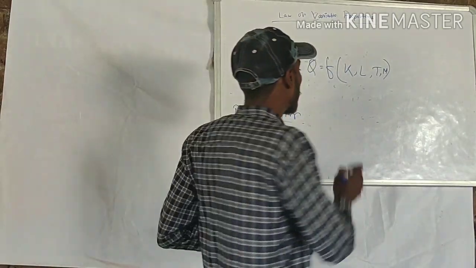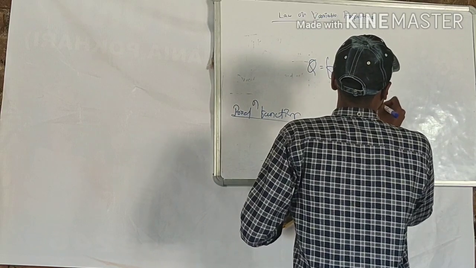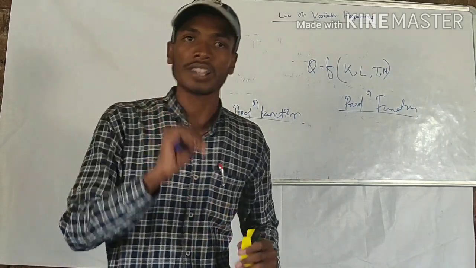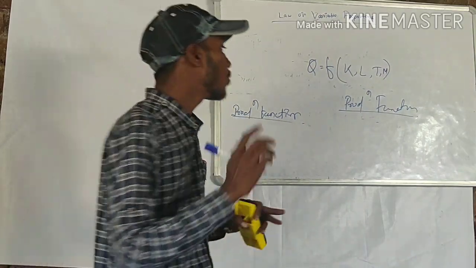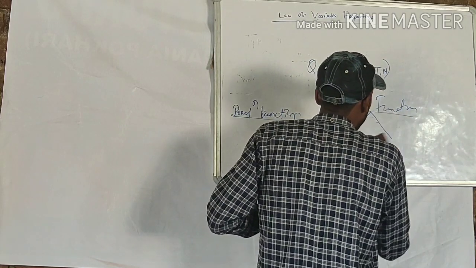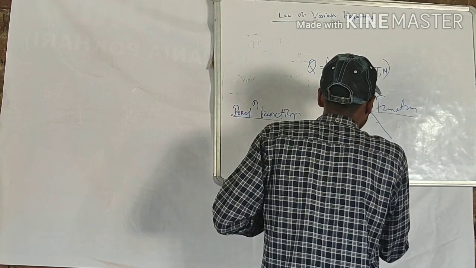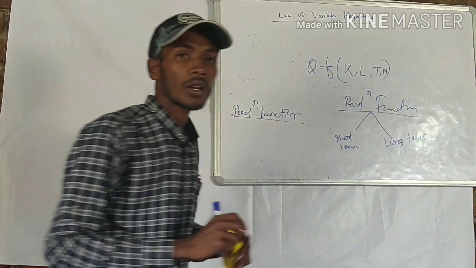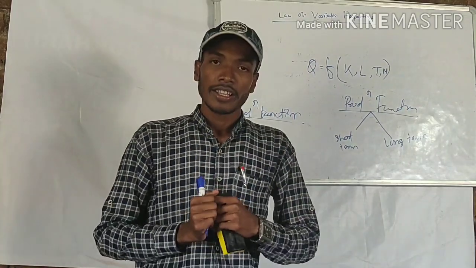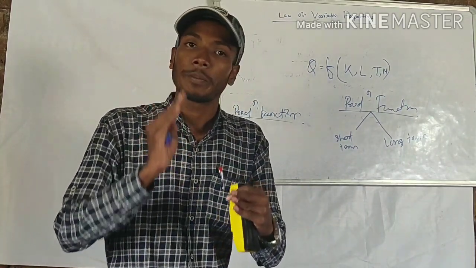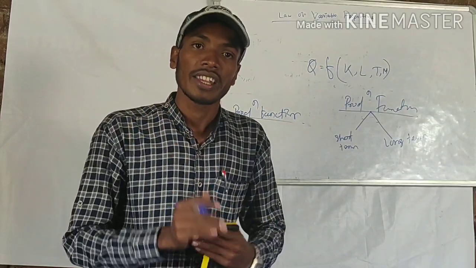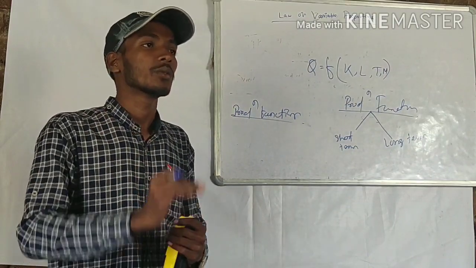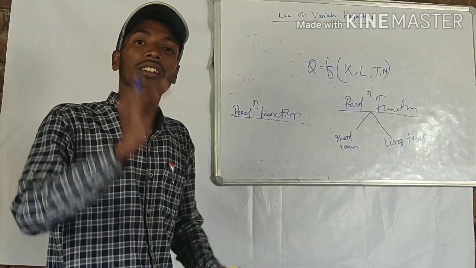After this we come to the types of production function. Production functions are of two types. One is the short-term production function, and the second one is the long-term production function. What do we mean by short-term production function? Short-term production function refers to the production in the short term.